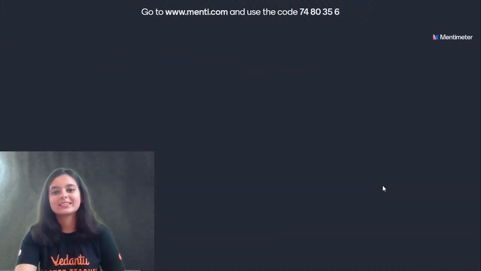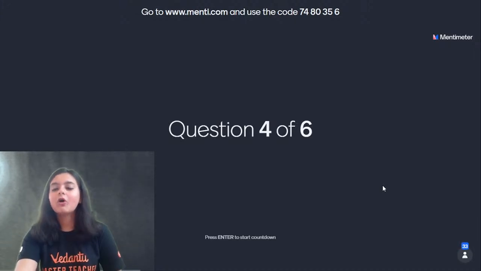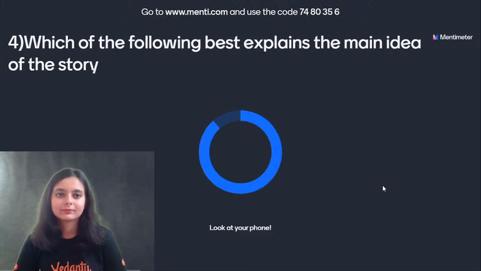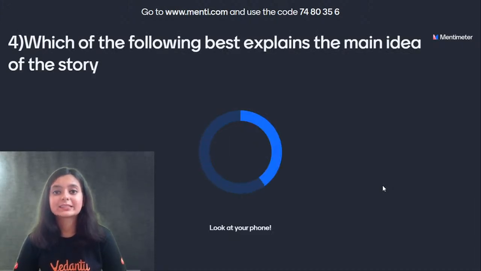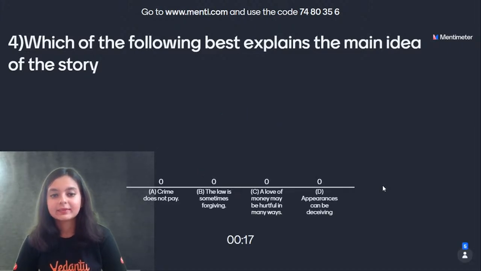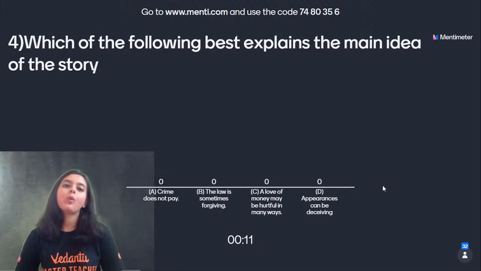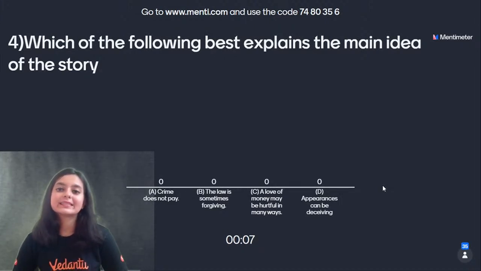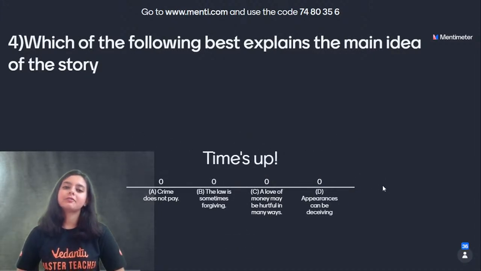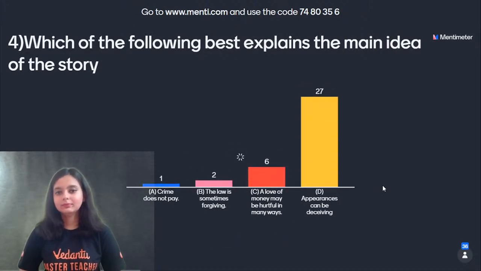Question number 4 on your screen. Which of the following best explains the main idea of the story? Crime does not pay. The law is sometimes forgiving. A love of money may be hurtful in many ways. Appearances can be deceiving. We have discussed this in class. I want all of your answers to be correct.